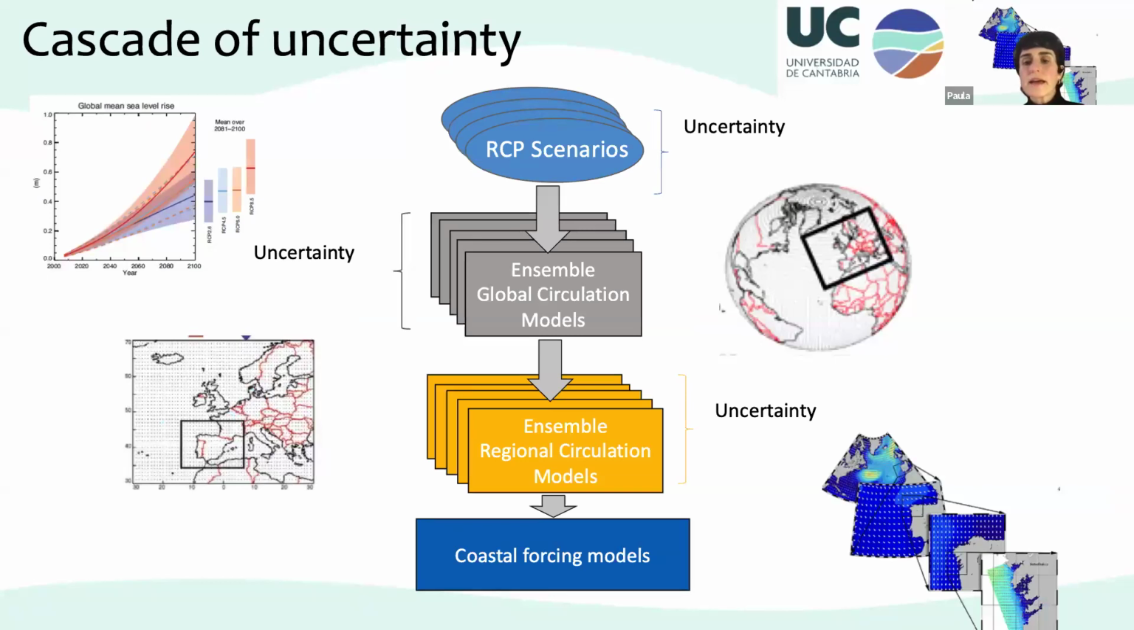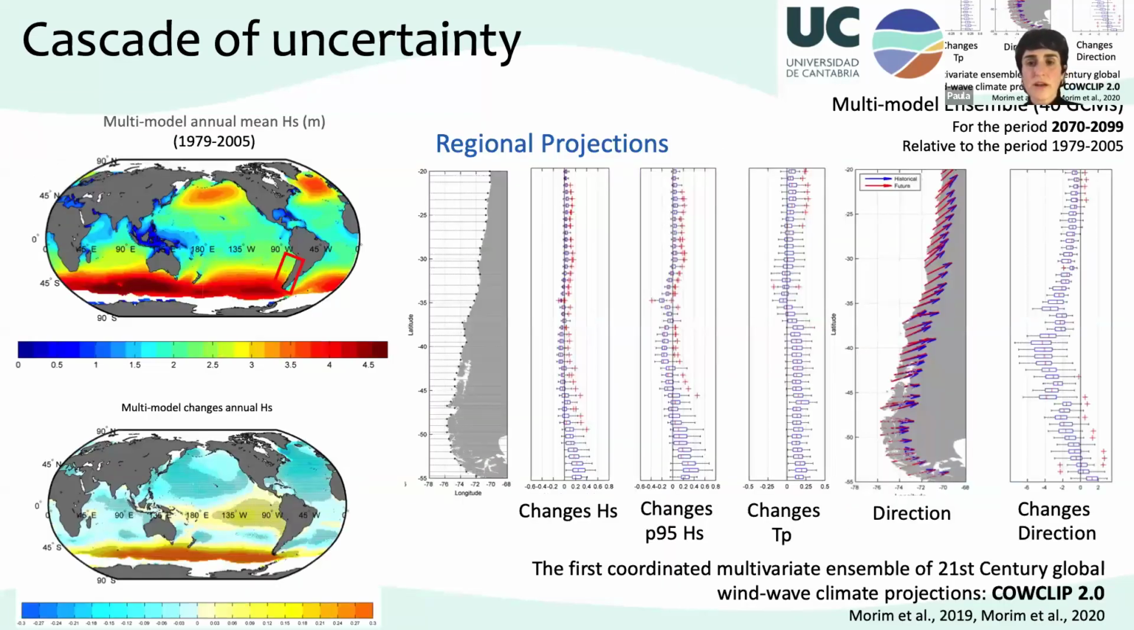This is an advantage in the process of calculating the wave climate projection, because there is a cascade of uncertainty in the process, because we have to consider different climate change scenarios and also an ensemble of global circulation models. And because these statistical techniques have a very low computational effort, we can downscale many global circulation models. This is what we do when we obtain global wave climate projection.